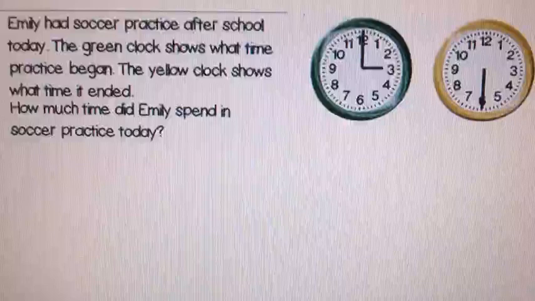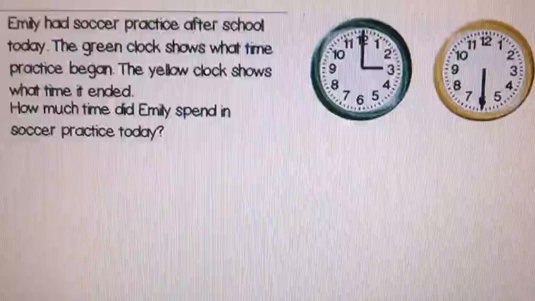Emily had soccer practice after school today. The green clock shows what time practice began. The yellow clock shows what time it ended. How much time did Emily spend in soccer practice today?